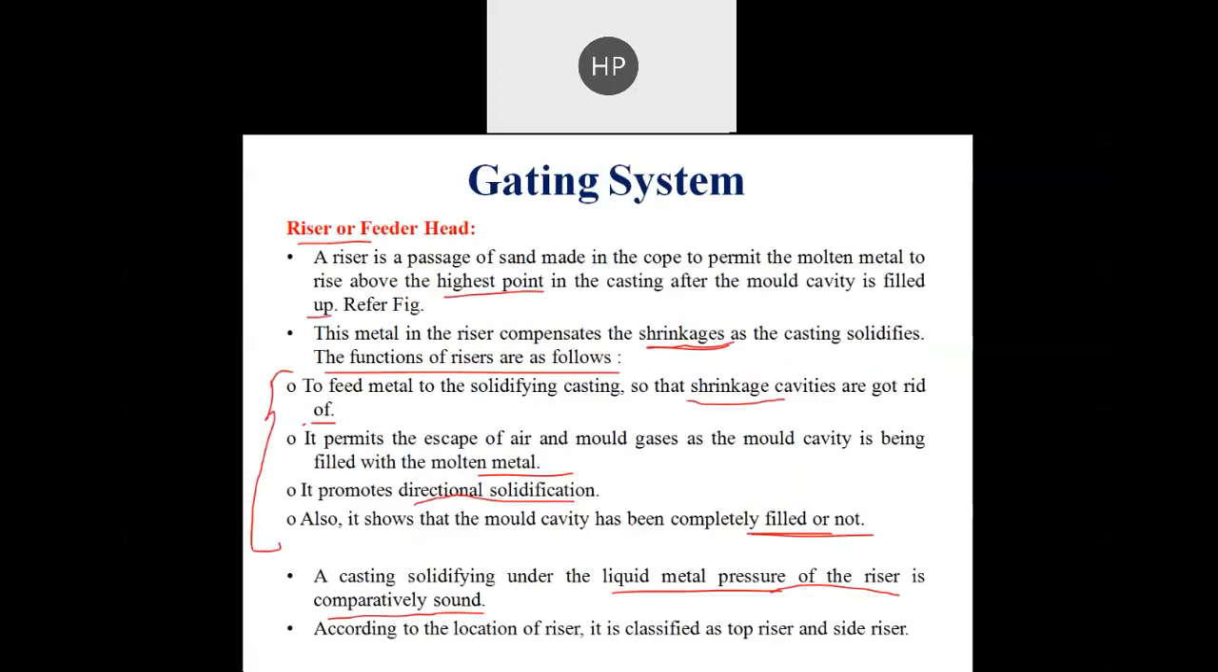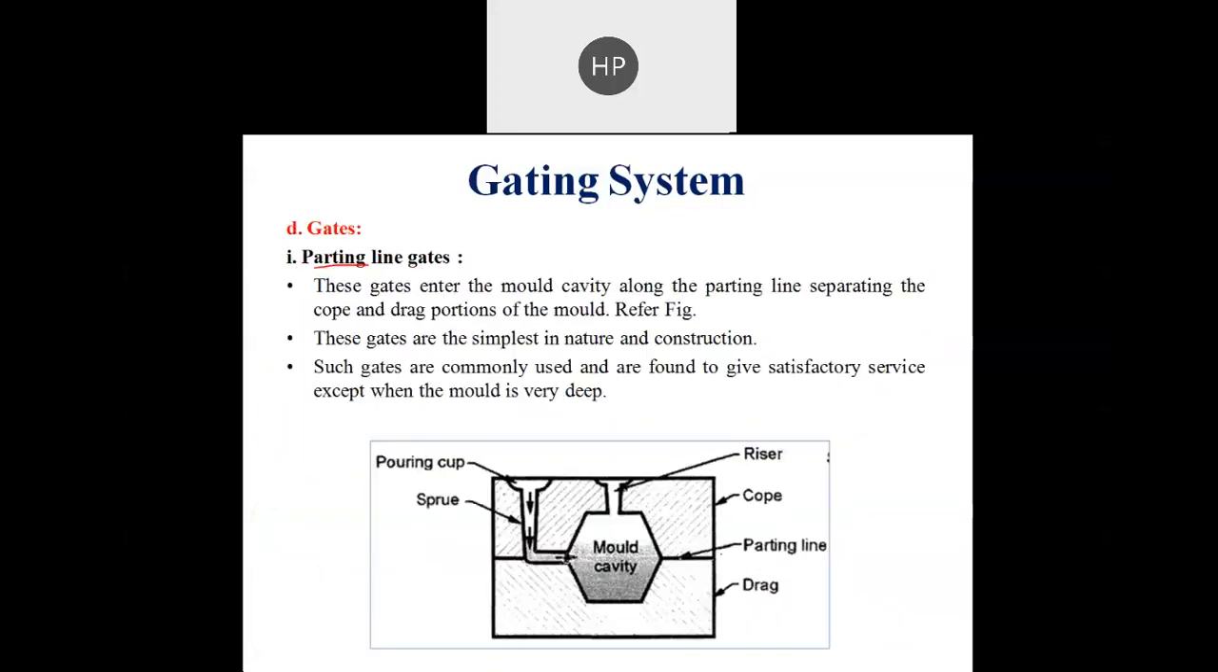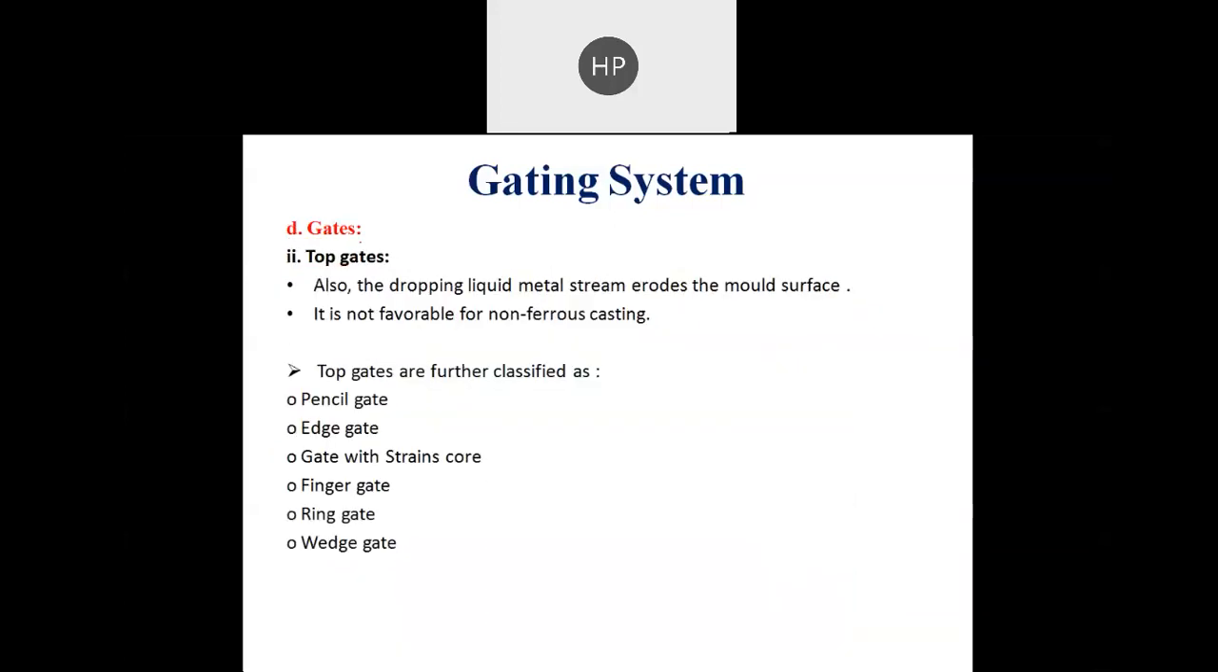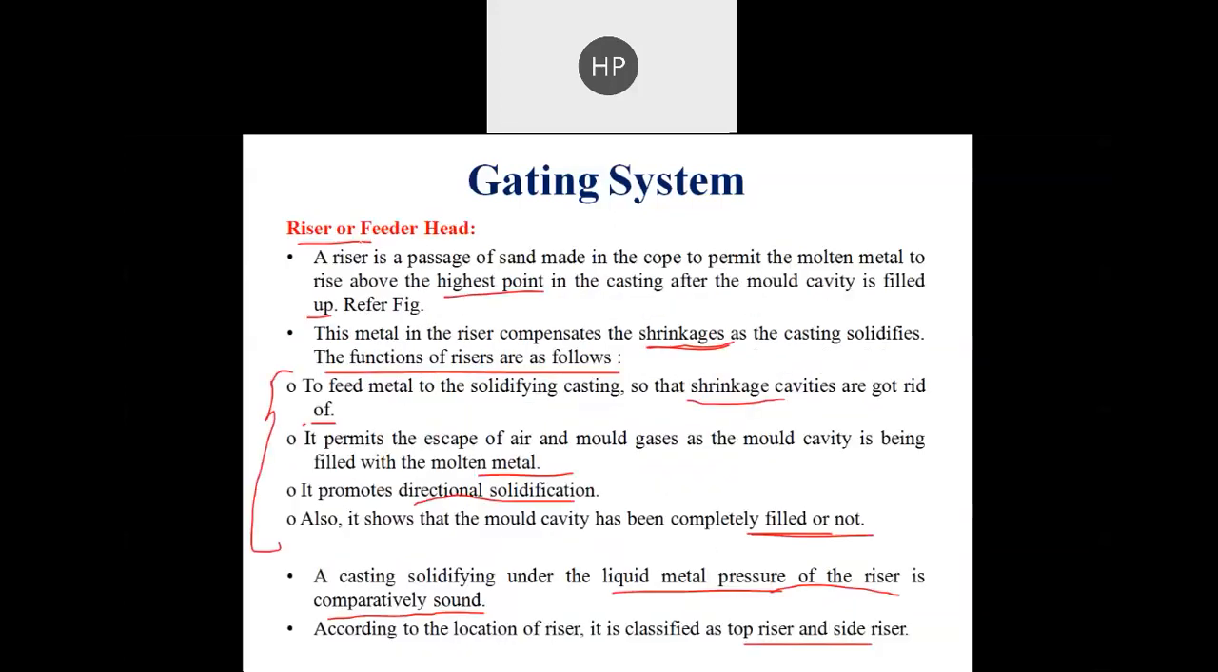According to the location of the riser, it may be classified as a top riser and a side riser. That is what we are going to discuss in our next lecture: the use of a top riser and a side riser, as well as the different types of gate. We have studied the basic concept of gate, but what are the various types of gate, and how they are used in various conditions, as well as the different classification of riser, we are going to discuss in our upcoming lecture.